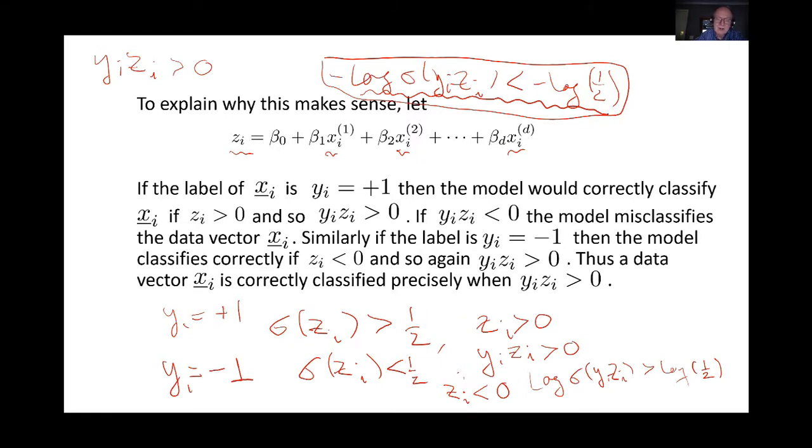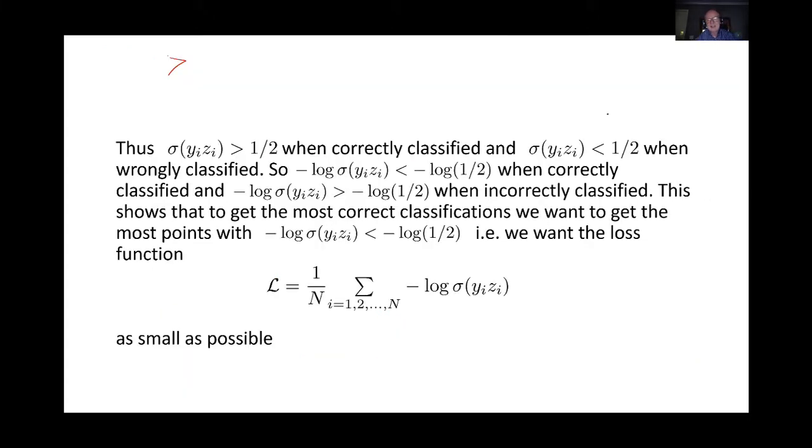The more points we have that have small values, the smaller the loss function will be. So we want to minimize this loss function. This is a bit of a long-winded explanation of that. The loss function can be somewhat difficult to understand, so you should think about this argument here. I've written it out in some detail, so you should think about why this makes sense.